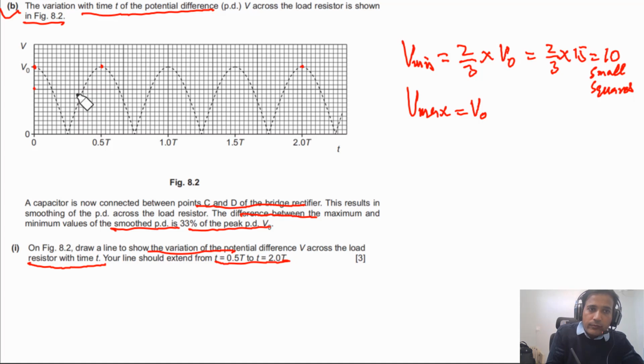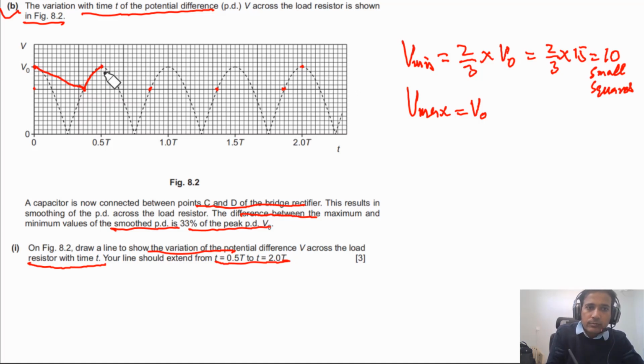So it means it will drop from here to this point. Let me draw in a proper way a little bit. Actually it's a curve, exponential decay. It will decay like this. Then it will rise. So here it will fall to this value, then it will rise, it will fall to this value, it will rise, then it will fall to this value, then it will rise, then it will fall.